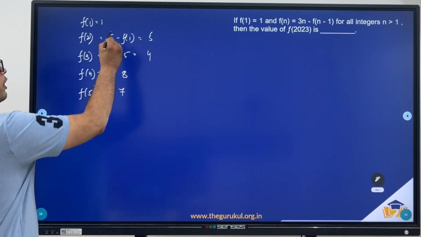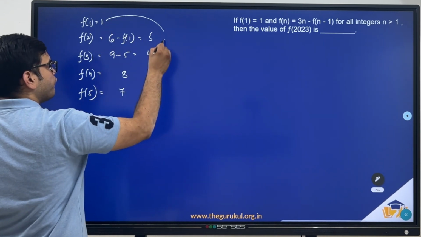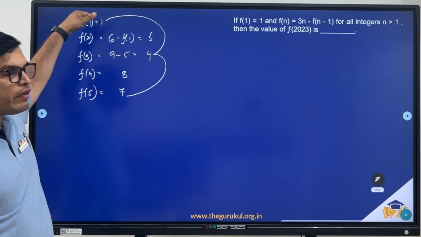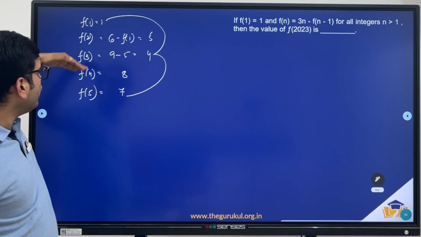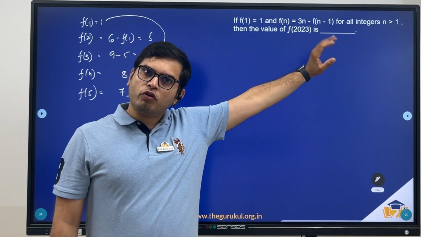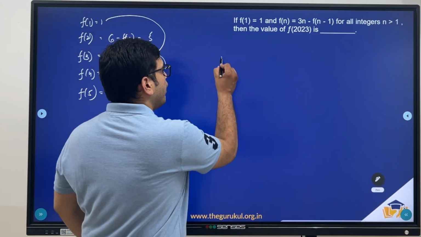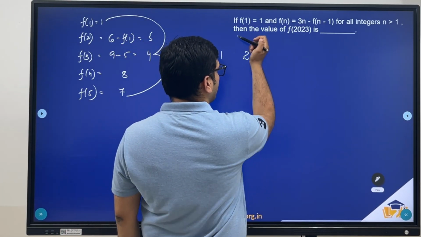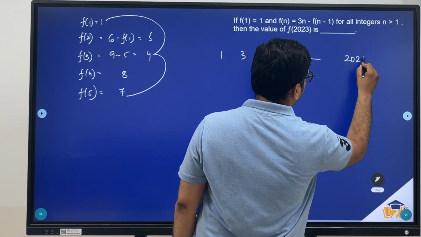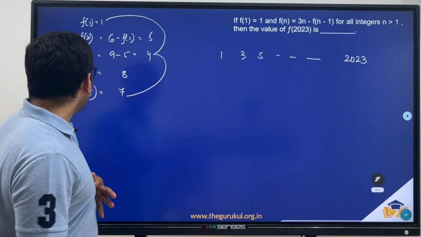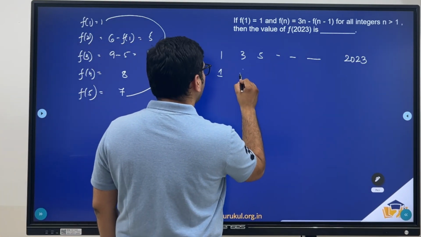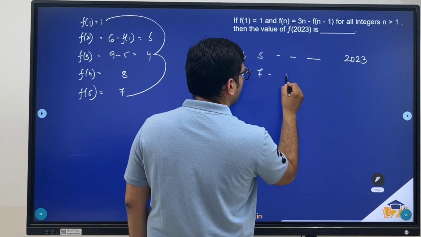Now if you observe, f of 1 is equal to 1, f of 3 is equal to 4, f of 5 is equal to 7. So the common difference is 3. Now why am I considering only the odd terms? Because 2023 is an odd term. So we have f of 1, f of 3, f of 5, until 2023. And f of 1 is equal to 1, f of 3 is equal to 4, f of 5 is equal to 7. The common difference is 3.